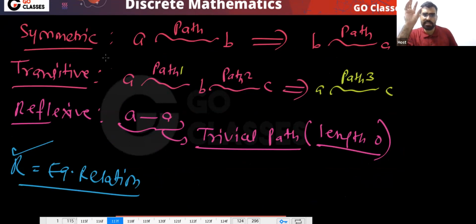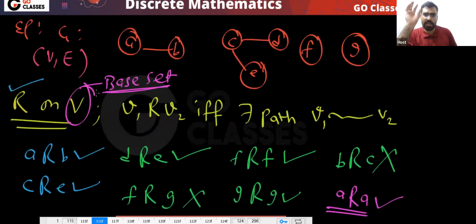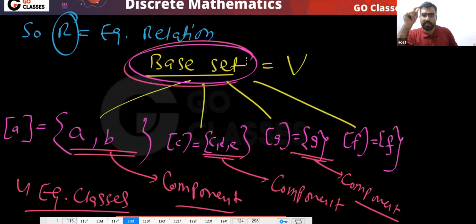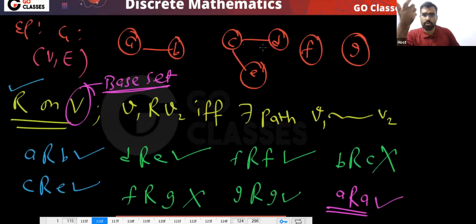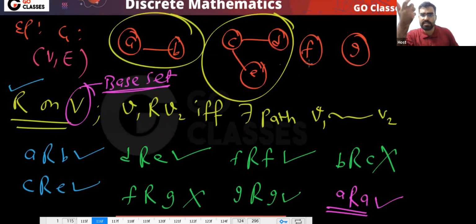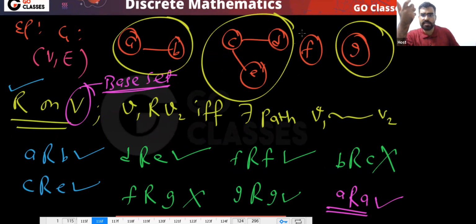This relation is symmetric, transitive, reflexive. This is the base set. Because this relation R is an equivalence relation, the base set will partition into equivalence classes. So these are the 4 equivalence classes: this is the equivalence class of A, this is the equivalence class of C, of G, of F. So in total we have 4 equivalence classes, and every equivalence class is basically a component. This is one equivalence class, this is another equivalence class, and this is another equivalence class.